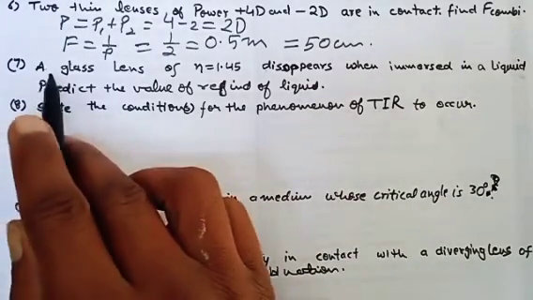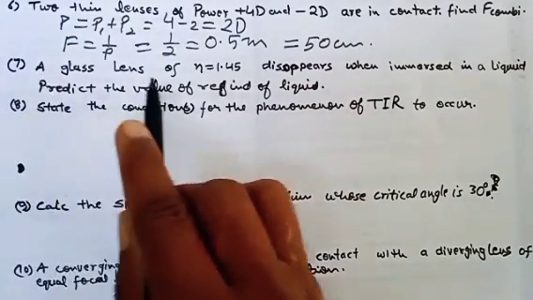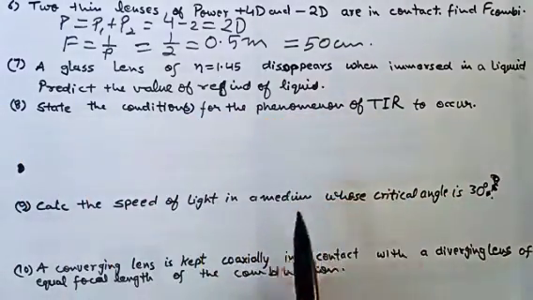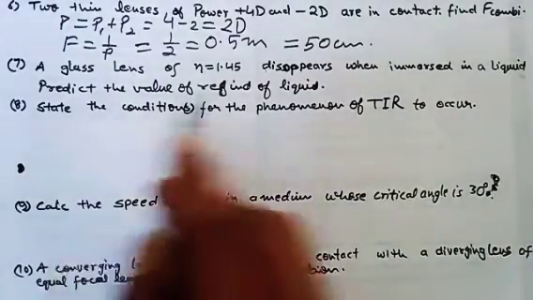Okay, I will read it. A glass lens of refractive index 1.45 disappears when immersed into a liquid. Predict the value of refractive index of the liquid. So we have done this type of question earlier.